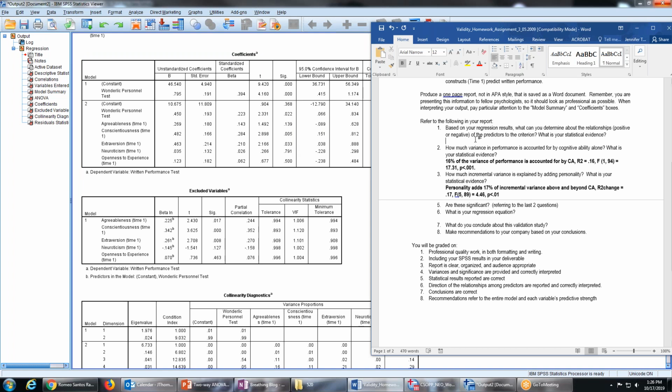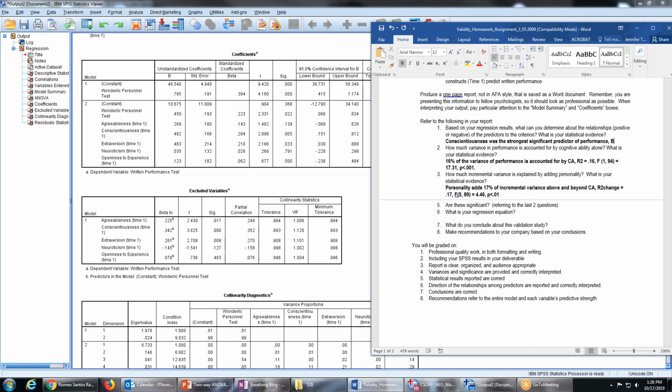So what I would say here is, what's my strongest one? If I look at my beta weight, what's the biggest number? And it says 2.84. So I would say conscientiousness was the strongest significant predictor of performance.